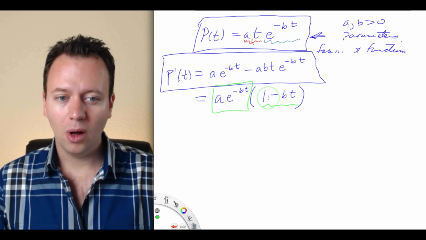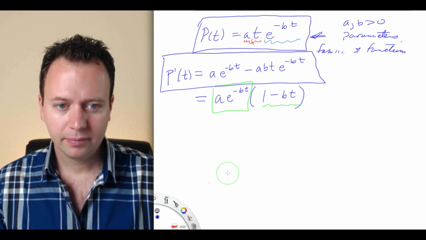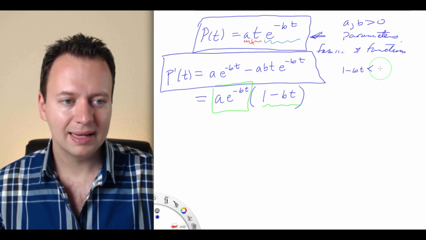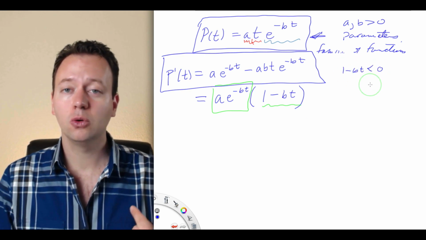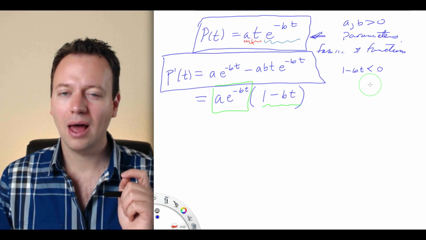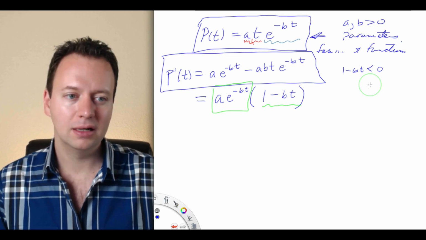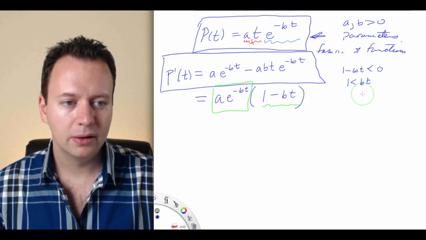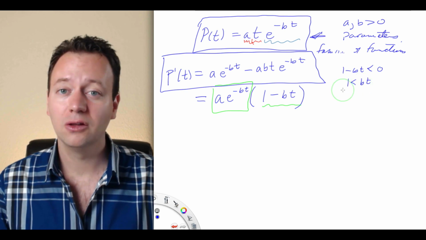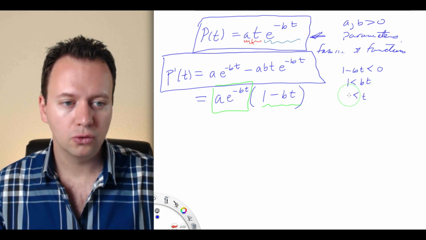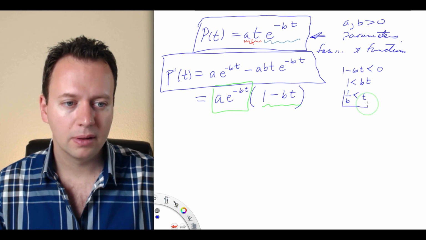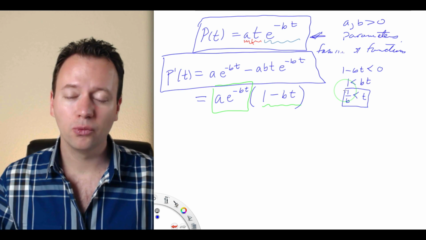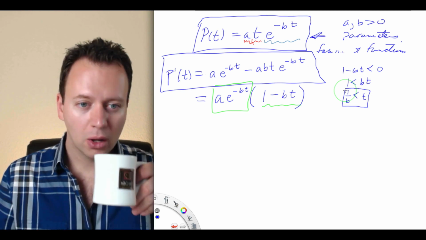So let's look at 1 minus bt less than 0. Now we can solve this inequality for t to find out at what times p prime is negative. This is the same as 1 less than bt, and since b is a positive parameter, I can divide by it. So t greater than 1 over b. So p prime is negative whenever t is greater than 1 over b.